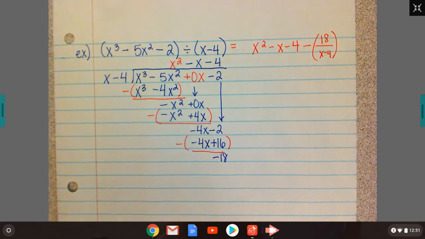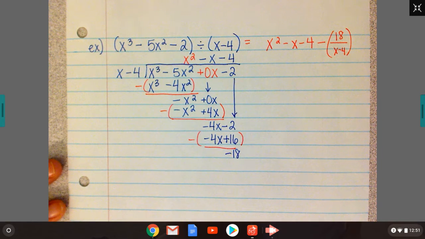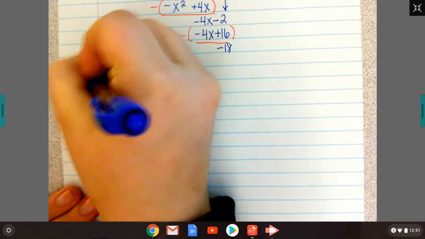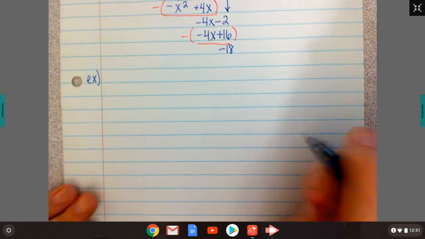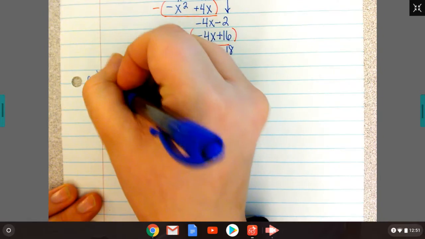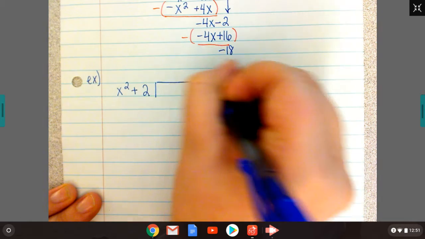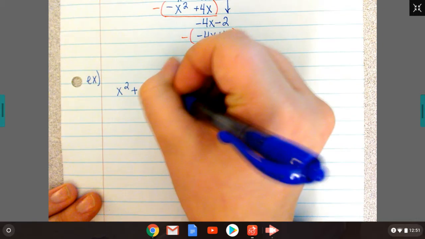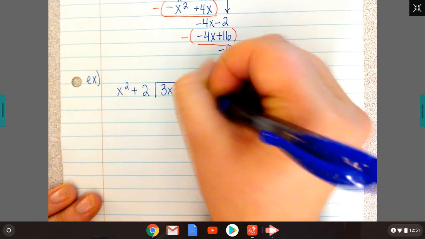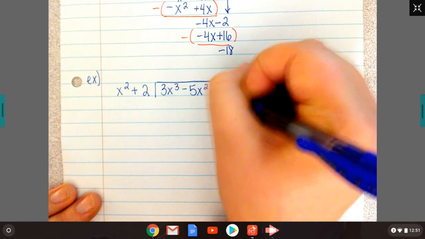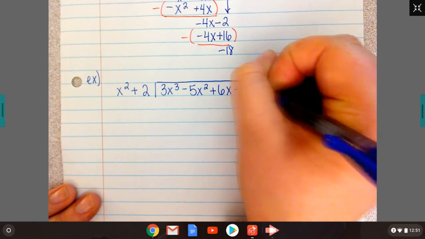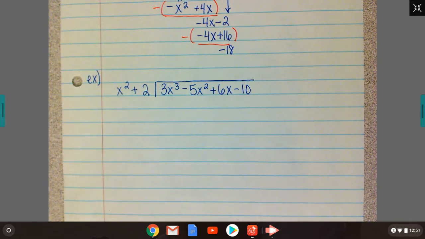All right. We're going to do one more example and then call it quits here. Hopefully this one will tie it all together on why in the world we're doing this in the first place. I'll show you what the purpose of this is in this last one, so it'll be worth it. Our last one, I will set us up already in divisor form. So x squared plus 2, we're going to see how many times that goes into 3x cubed minus 5x squared plus 6x minus 10. So that's where we're going to start off.